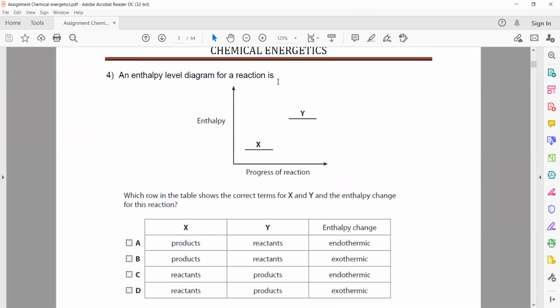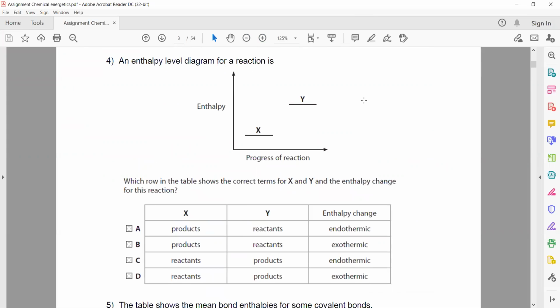The enthalpy level diagram for a reaction is there. Which row of the table shows the correct term for X and Y? What is X, what is Y, and what is the enthalpy change of this? Is it endothermic or exothermic? What could be the answer? So C is the right answer, because X is showing the reactant and Y is representing the product, and the enthalpy change is for an endothermic reaction.